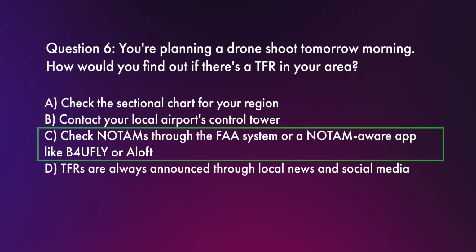The answer is C. TFRs are issued as NOTAMs and do not appear on sectional charts. Checking NOTAMs before every flight is a legal requirement under Part 107, not just good practice. So build it into your pre-production checklist. Apps like Before You Fly and Aloft make it easy. They pull NOTAM data and display it in formats that make sense for drone pilots.